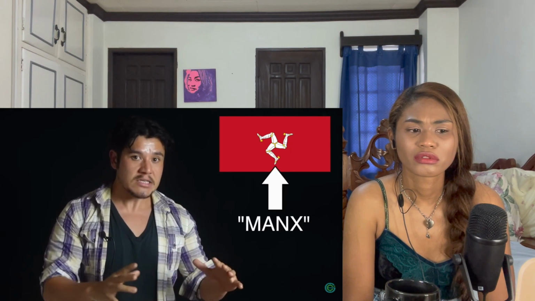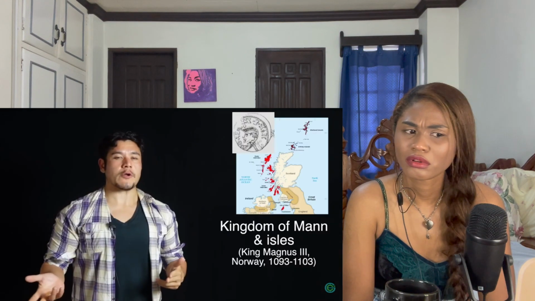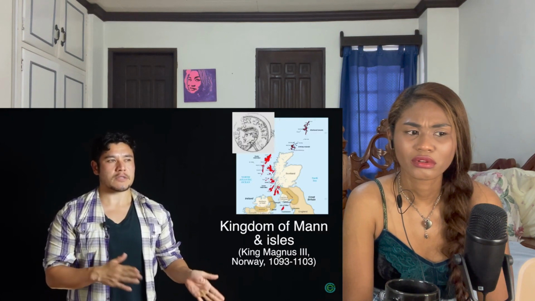So in a nutshell, the Isle of Man is another Celtic-based entity. The demonym of people here is Manx. They have their own language as well. At one point they were under Norway, but then the Norwegians sold it back to the King of Scotland.